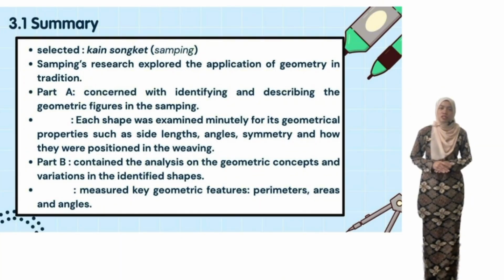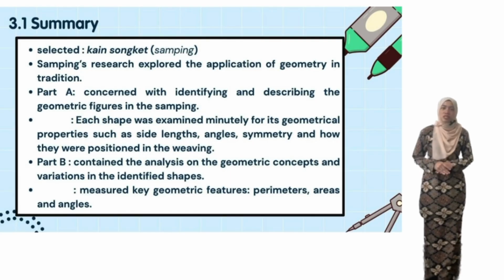Part A was primarily concerned with identifying and describing the geometric figures in the sampling. After thorough research, we discovered many shapes, such as squares and rhombus. Each shape was examined minutely for its geometrical properties, such as side length, angles, symmetry, and how they were positioned in the weaving. These geometric shapes' frequent occurrence also demonstrates how mathematical concepts are incorporated into traditional cultural art.